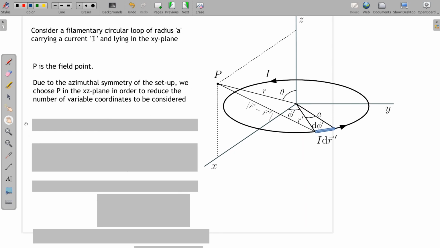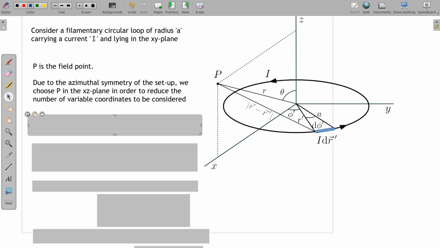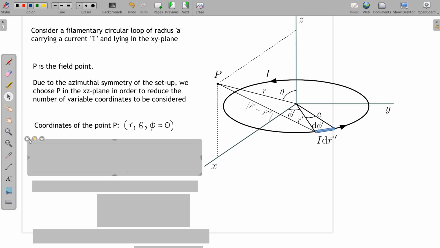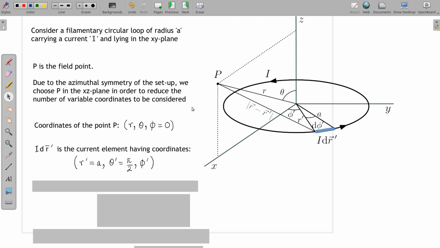Then our position vectors, as usual: this is R. I'm just mentioning the magnitude here. From the origin to the field point, that is the position vector R, and from the origin we of course have a current element here, I dl. This current element has a position vector R prime, and the separation vector is R minus R prime.